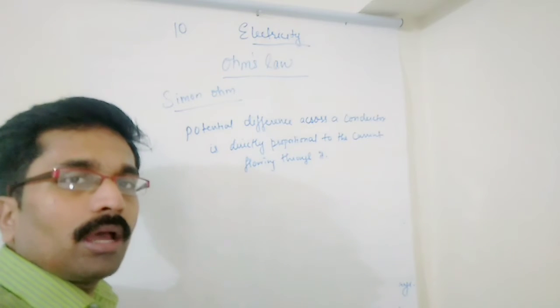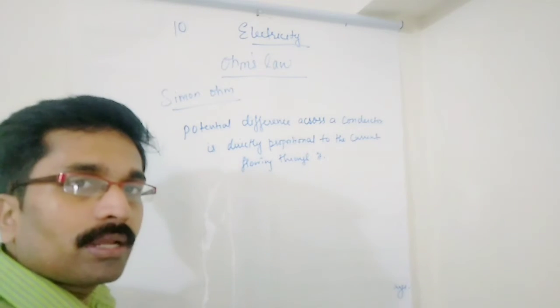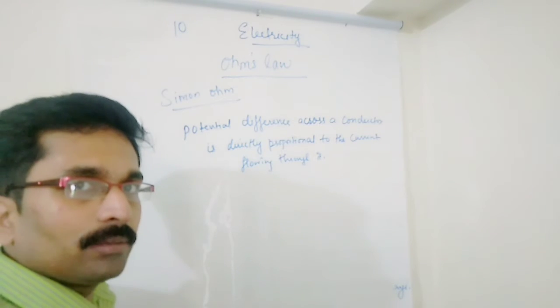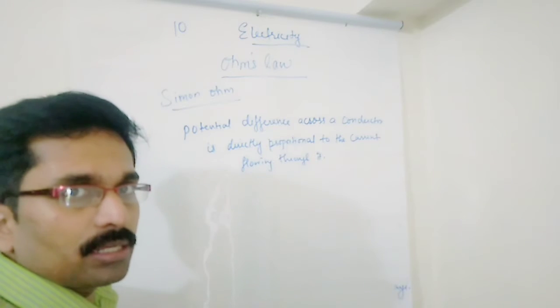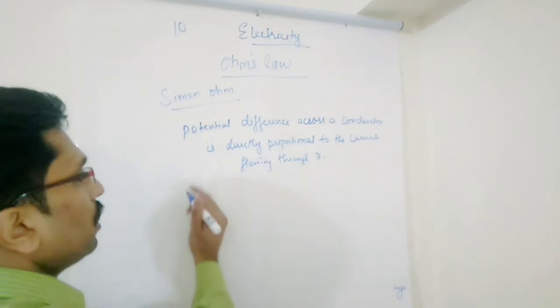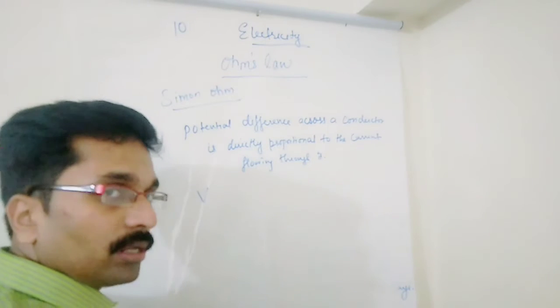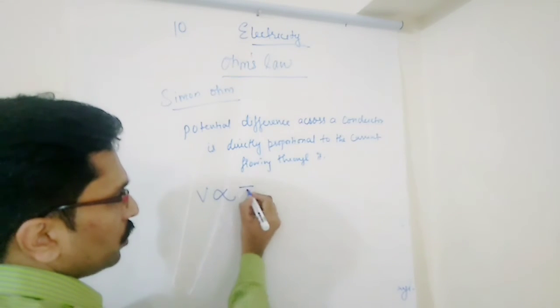a revision of at 12th standard. So those who are learning these contents, please keep them safe in your mind, because they are further used in your higher studies. Okay, so potential difference is denoted by V as we have studied, and current is denoted by I. So the sign is V directly proportional to I.